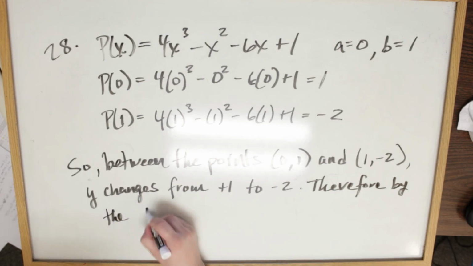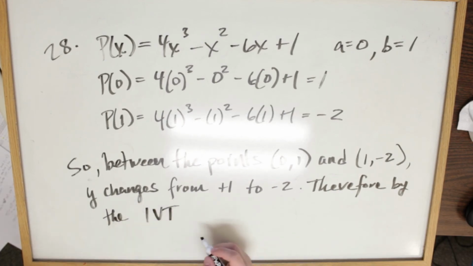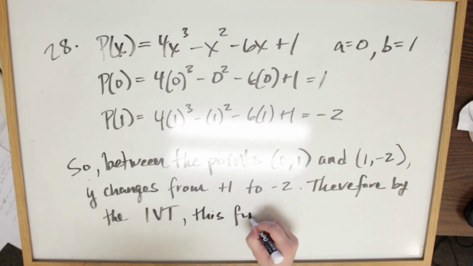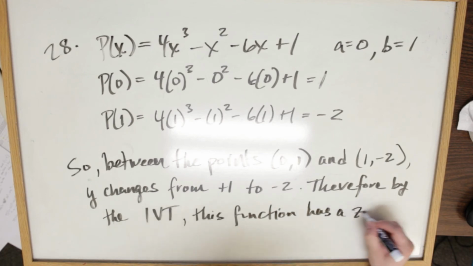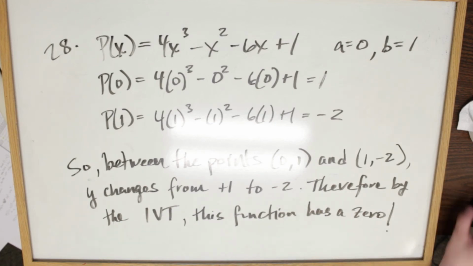By the intermediate value theorem, which I'm going to call IVT, this function has a 0. Okay? So that's how you would go about getting to that specific point.